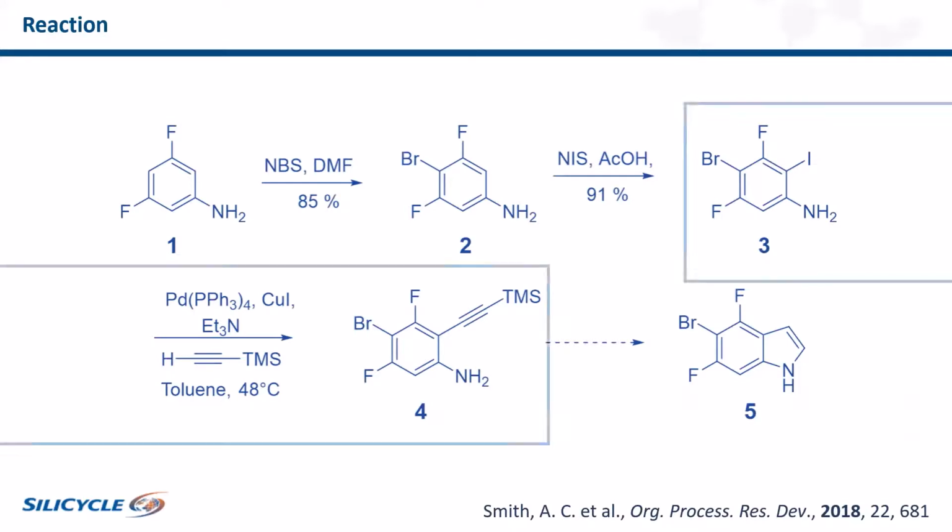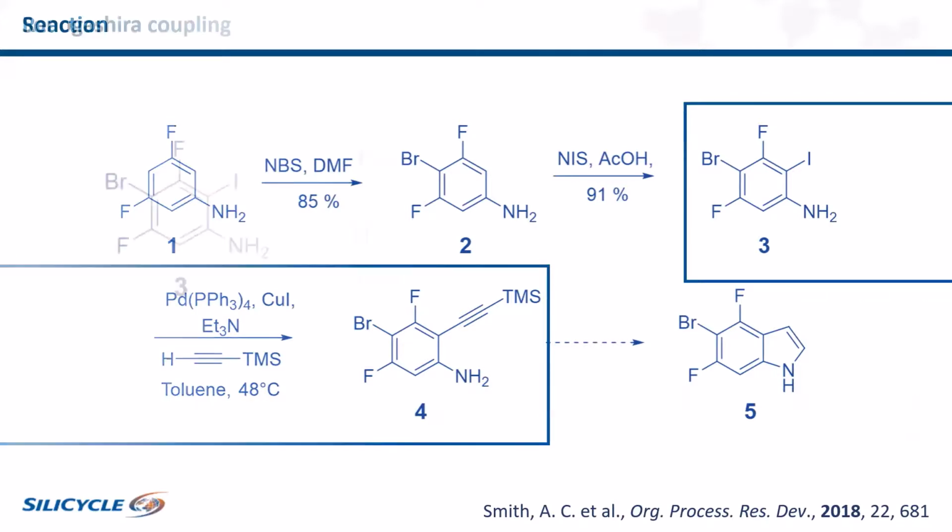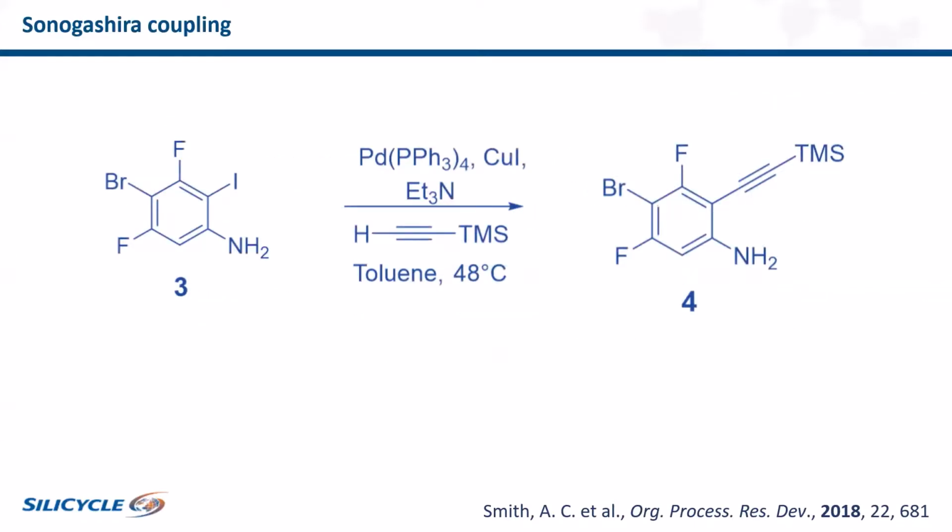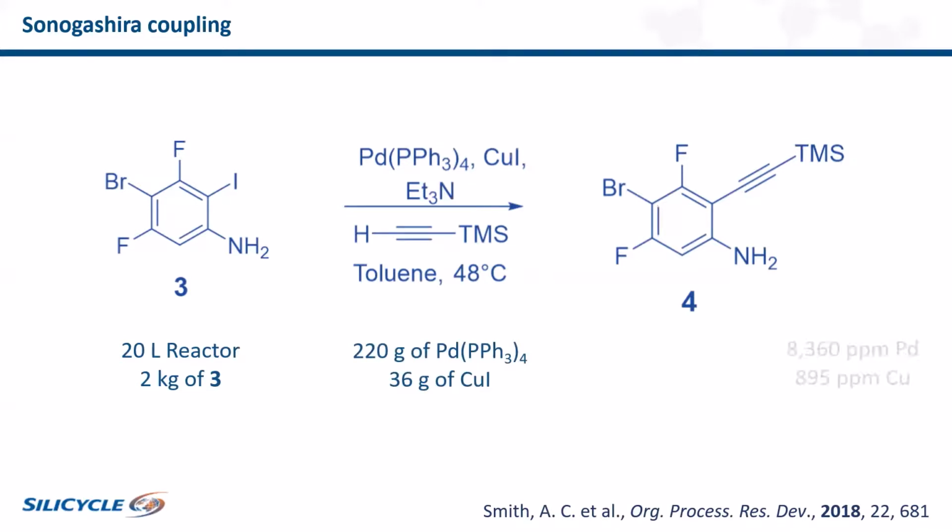In this reaction, we're taking an aniline to do a Sonogashira coupling using palladium tetrakis and copper iodide. This reaction was taken from Smith et al., from an OPRD paper from 2019. For this reaction, we're using a 20-liter reactor with 2 kilograms of the aniline, 220 grams of palladium tetrakis, and 36 grams of copper iodide. At the end of the reaction, we end up with 8,360 ppm of palladium and 895 ppm of copper that we're trying to remove.